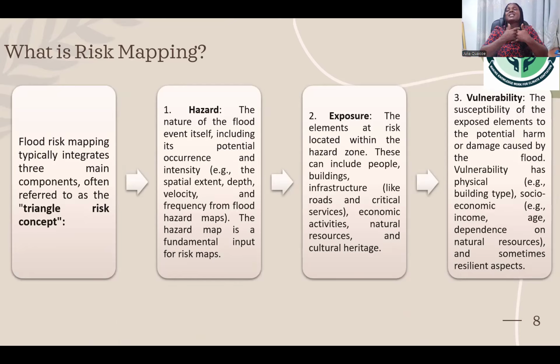We are looking at the potential of the flood to occur. The potential of what? The flood. So the flood is what we refer to as the hazard. In trying to describe or discuss the hazard, we are simply looking at the characteristics of the flood event. And these characteristics may include the potential occurrence as well as the intensity.